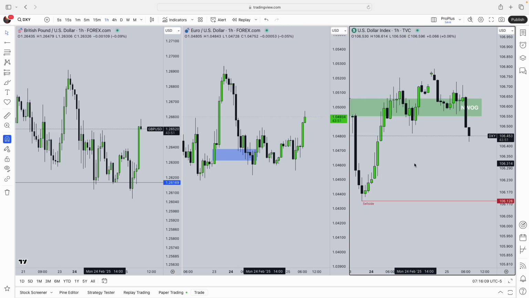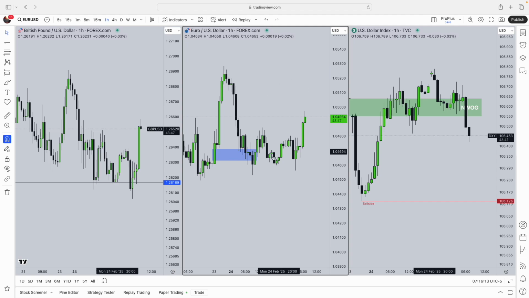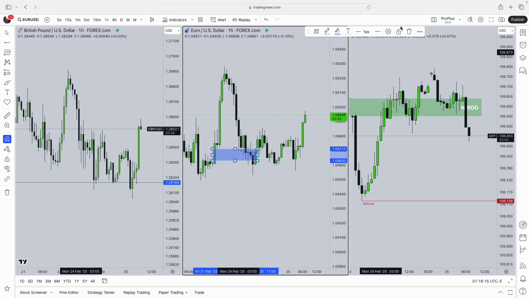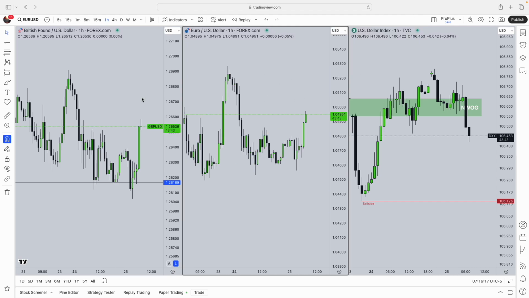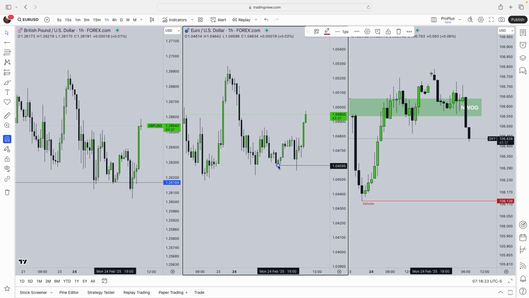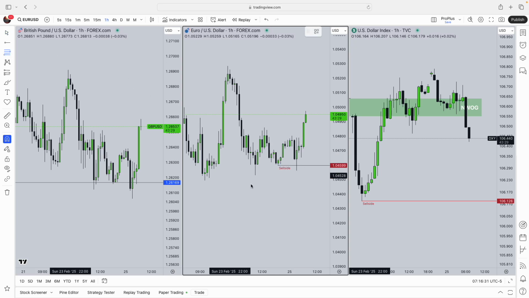So if we're looking for short dollar, then we should be looking for long cable and euro. This is euro here. We want to see reasons why euro wants to go higher. We've had sell side here, which has been taken. So buyers have bought this up, ran lower, been stopped out. This wick here, wicks equals what? Gaps. So it taps into it nicely here.